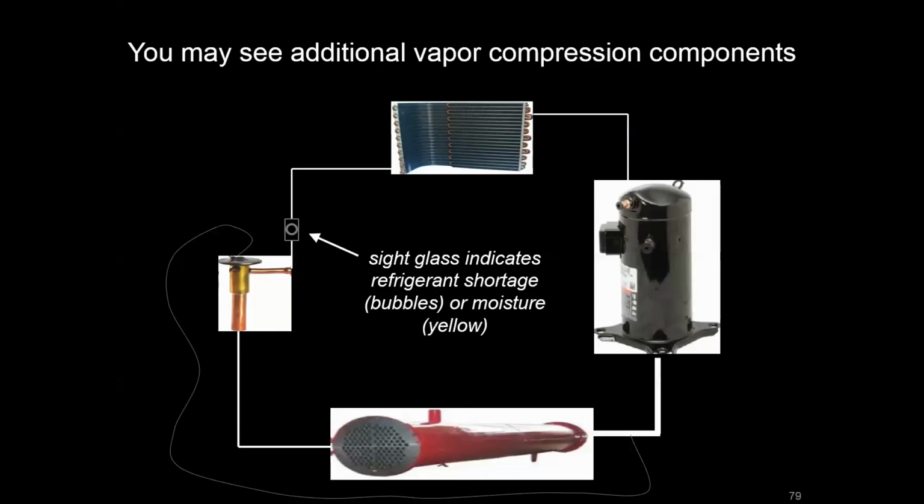You might have something like a sight glass on that liquid line upstream of the expansion valve, and it'll look something like this. So the idea there is that you can look in there and quickly determine, either through some color change or through bubbles, if you have some type of leakage with your system or if you have moisture in the system. And that's just a quick way to kind of check the health of your refrigerant circuit.